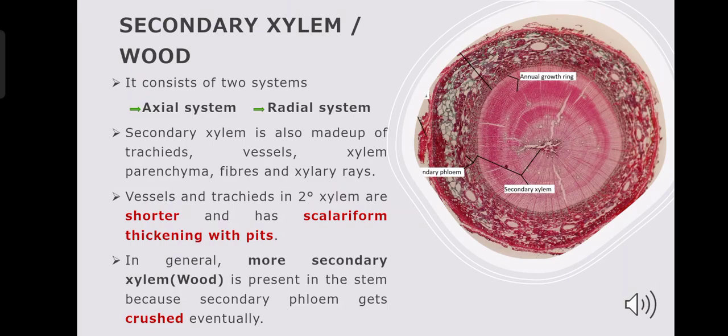The secondary xylem, like the primary xylem, is also made up of tracheids, vessels, xylem parenchyma, fibers, and the xylem rays. The vessels and tracheids in the secondary xylem are shorter than the primary xylem and have scalariform thickening with pits. In general, more secondary xylem is present in the stem because the secondary phloem eventually gets crushed during the secondary growth, and therefore only the wood forms a major part of the stem.